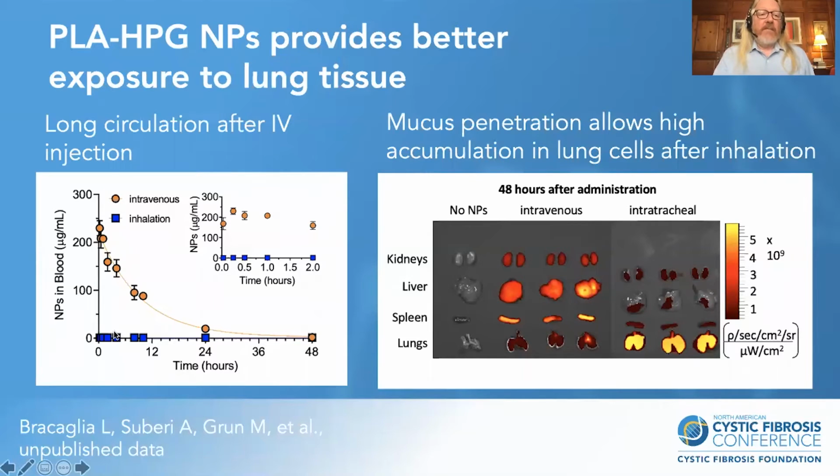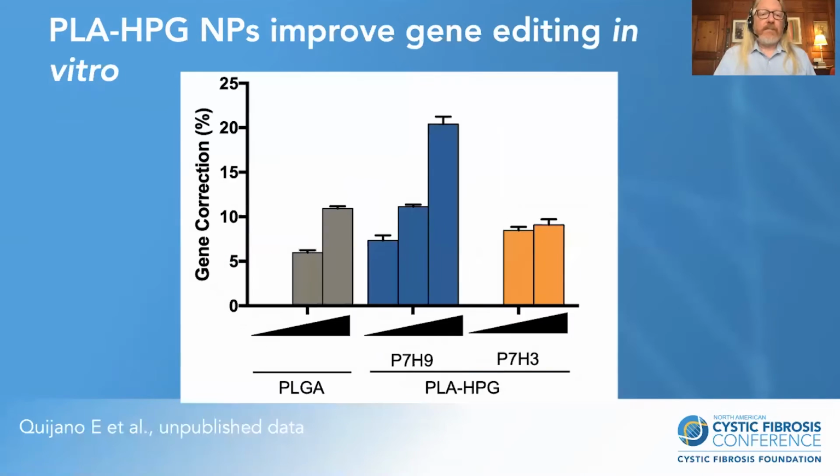If you deliver it intratracheally by inhalation, you see none of it becomes circulating, but it all ends up in the lung. And so you could really focus activity in the lung by intratracheal or intranasal delivery of particles like these. The other reason we like it is that we've shown that it greatly improves gene editing in vitro. This is PLGA, which gives us in these cultured cells gene correction that's in the 5 to 10% region with a single treatment. But some compositions of these PLA-HPG can reach up to 20% in one single treatment. And we think that offers us a potential advantage in improving the therapy.